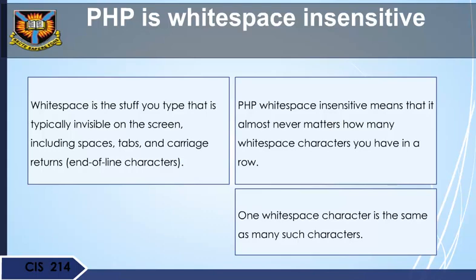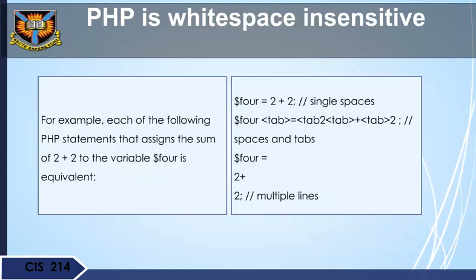PHP is whitespace insensitive. Whitespace is the stuff you type that is typically invisible on the screen, including spaces, tabs, and carriage returns, which are end-of-line characters. PHP whitespace insensitive means that it almost never matters how many whitespace characters you have in a row. One whitespace character is the same as many such characters. For example, each of the following PHP statements that assigns the sum of 2 plus 2 to the variable $four is equivalent.